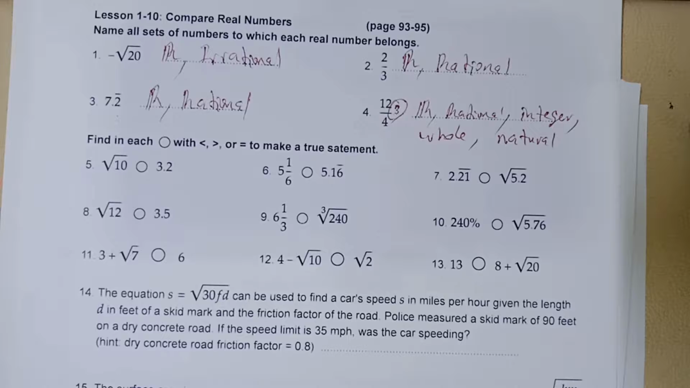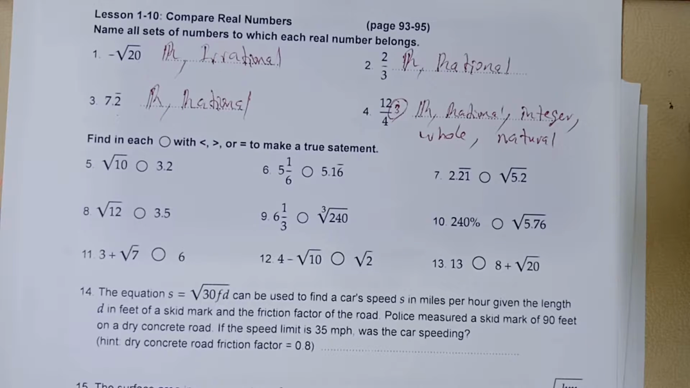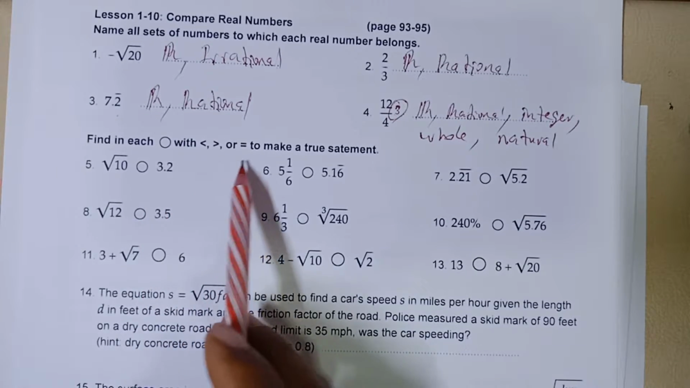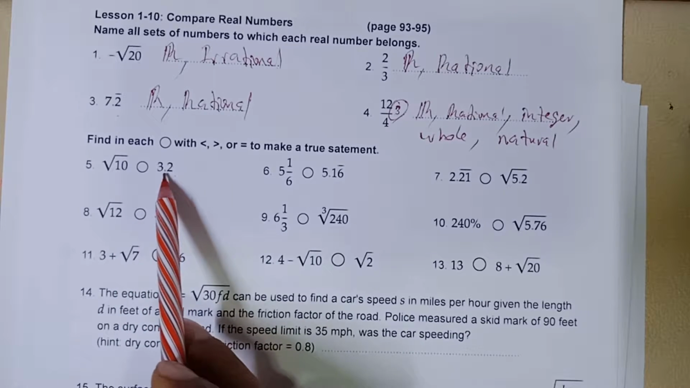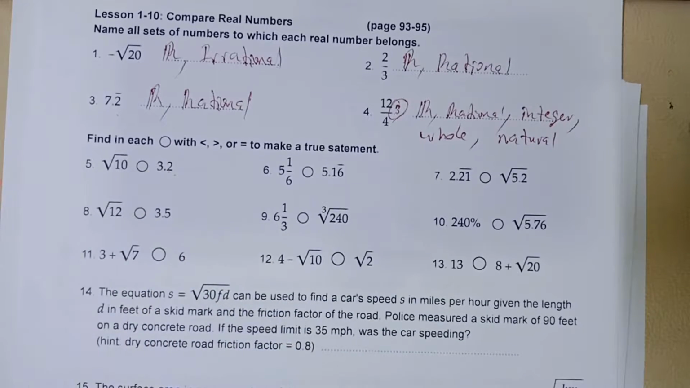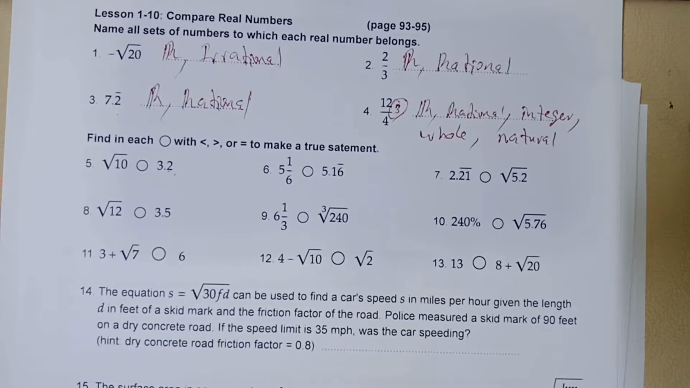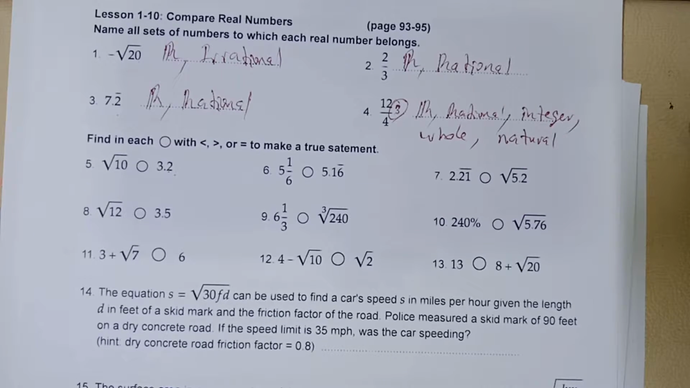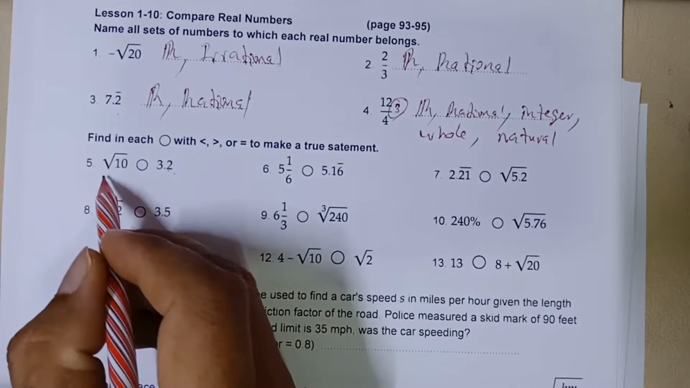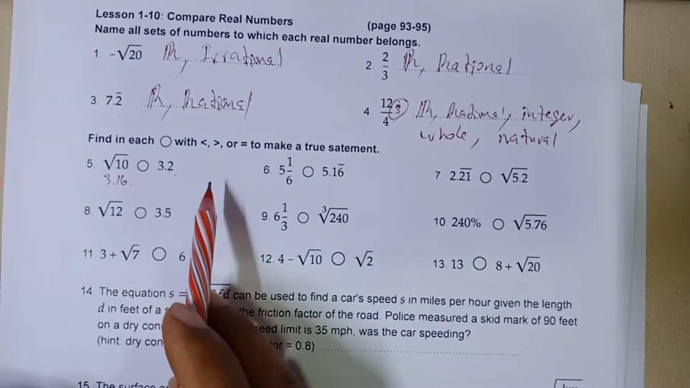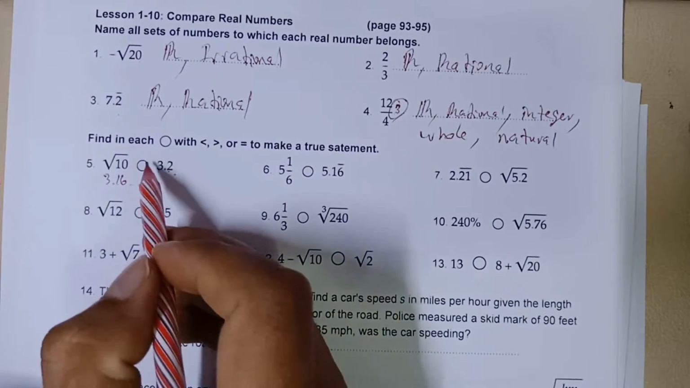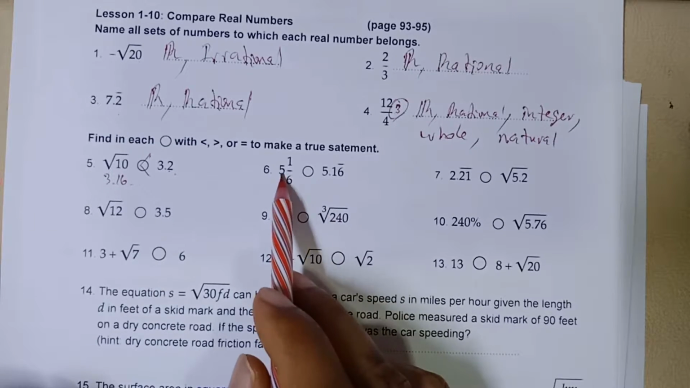So number 10 or number 5 all the way through to number 13, comparing real numbers. You can write either bigger, smaller, or equal. You can either use square root of 10 or just 3 times 2 and square root, then you will know. Let me use square root of 10. Square root of 10 will give you 3.16. 3.16 has many more numbers to go, but you have 1 and 2 here, so this is bigger.